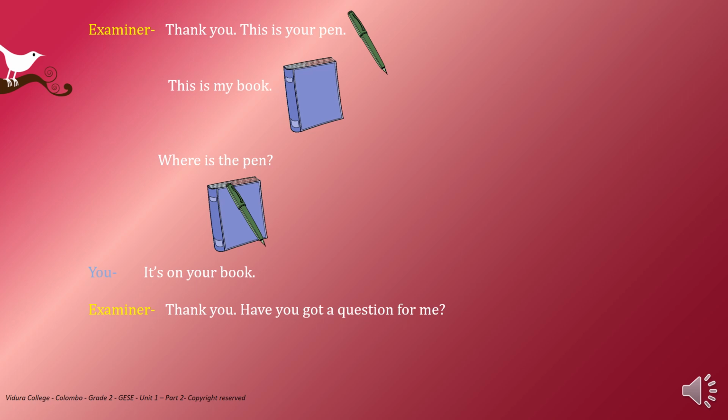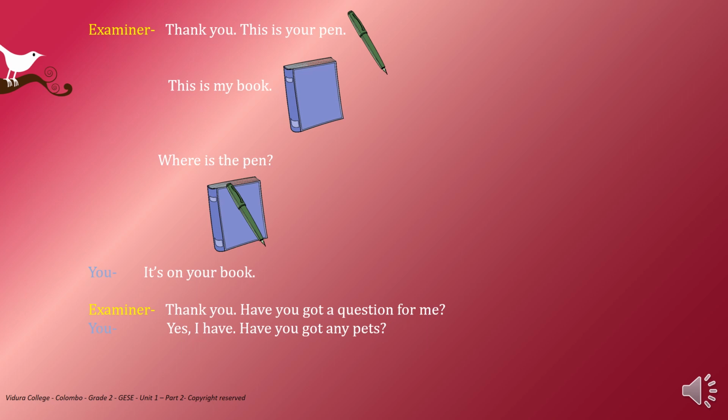Then the examiner will ask you the final question. Thank you. Have you got a question for me? Now you have to get prepared for this. You have to ask a question to the examiner. Okay? So you can say, yes, I have. Have you got any pets? You can ask, have you got any pets?